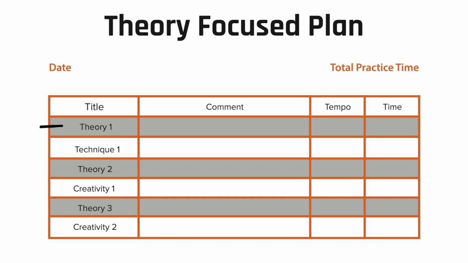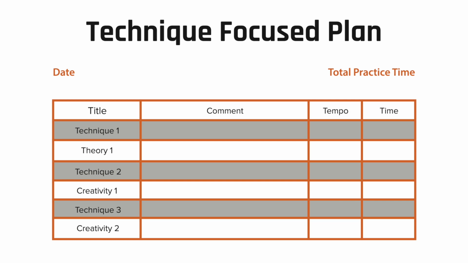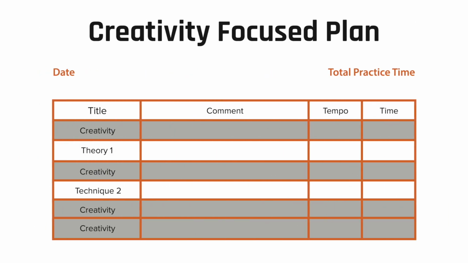Then you're going to think of the main area of focus of your practice. So here I'm designing a theory practice plan. Therefore, blocks 1, 3, and 5 are going to be a theory block. If I went the technique route, then I would have blocks 1, 3, and 5 for technique. Creativity, 1, 3, 5, creativity.